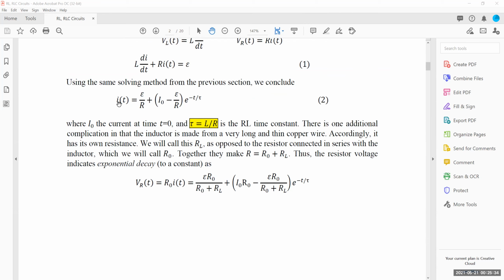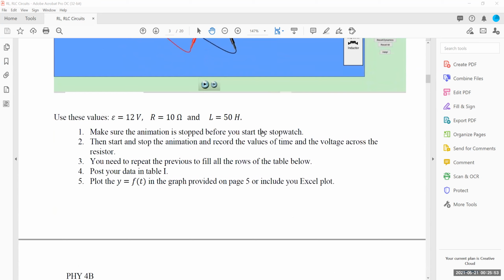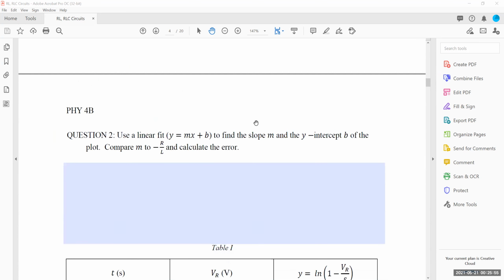Move this VR to this side and move the minus to the other side, it becomes a plus. Take the natural log of both sides and you're going to find t is basically equal to some negative value times this natural log of the difference. So basically you need to find an equation that looks like a line, and that line is going down.